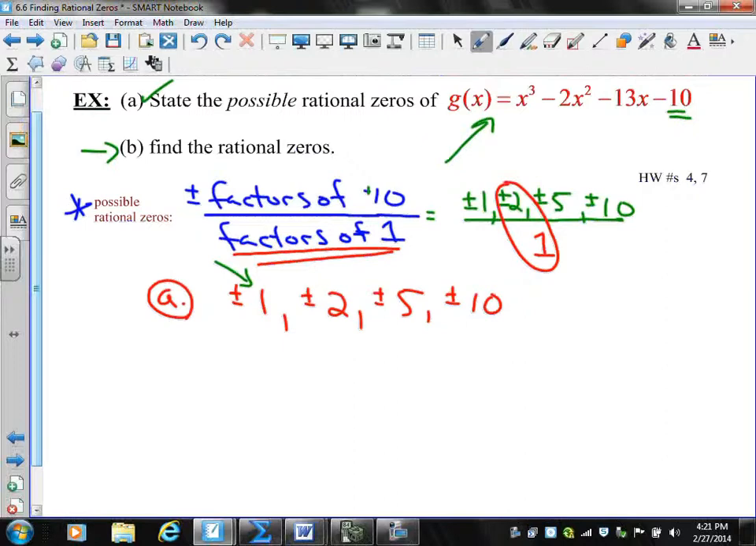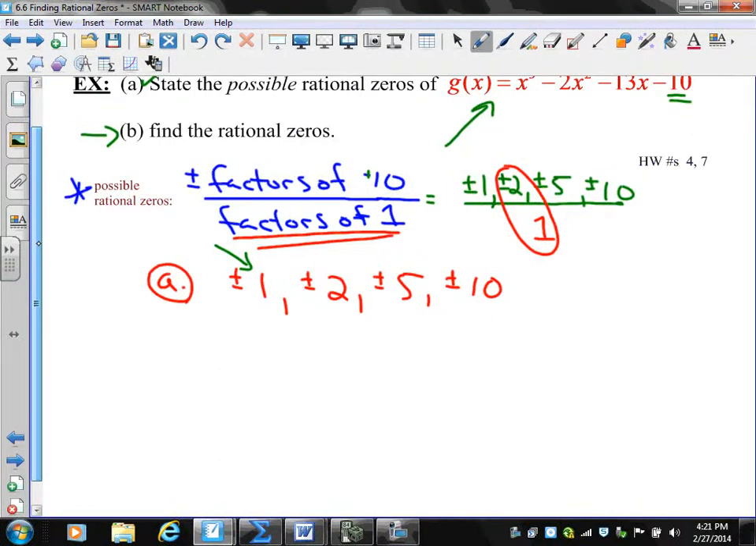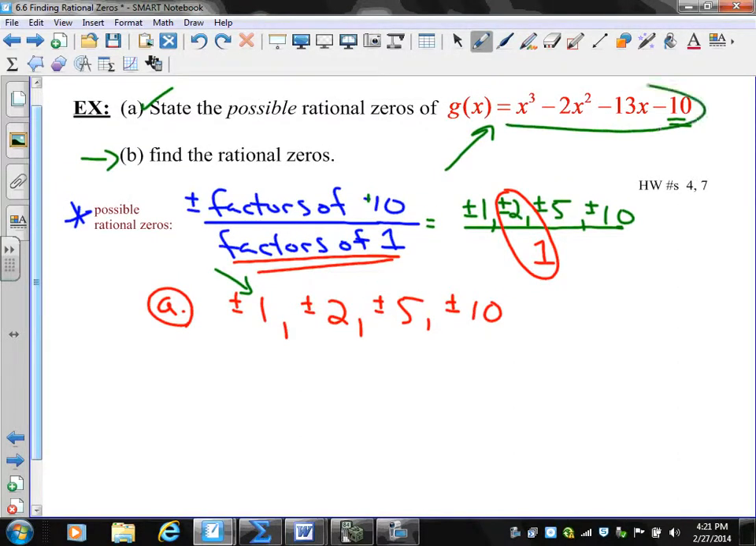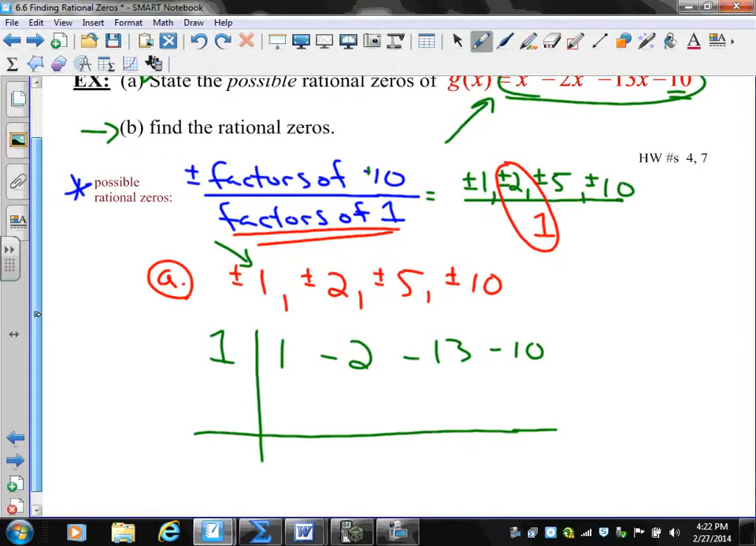We've been using that a lot lately, and hopefully you're pretty comfortable with it now. You can't just substitute it directly. I'm going to strongly suggest that you do synthetic substitution. You're going to see why here in a moment. So I'm going to grab the coefficients for my function up there. I'm going to have 1, negative 2. I guess I should make my bars here first. Negative 2, negative 13, negative 10. And I'm testing positive 1, so I'm going to put positive 1 out here.